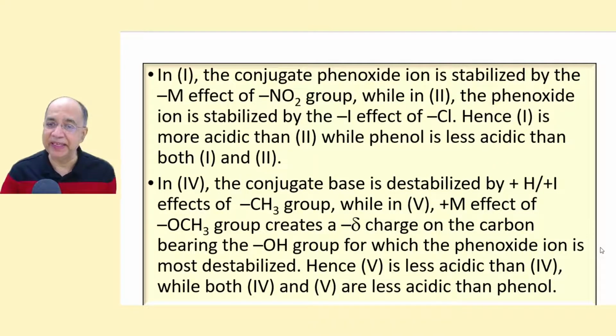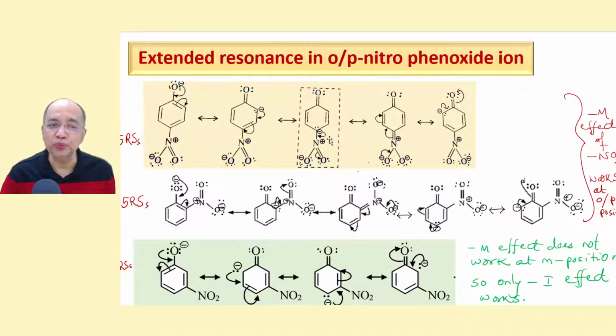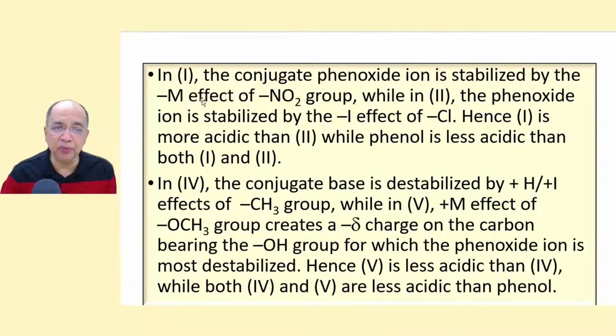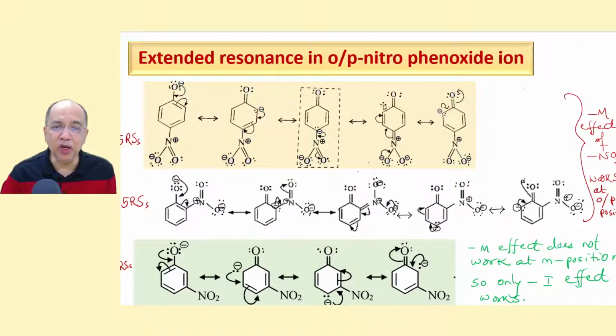I am just showing you what I have told, this I have already explained: the para-nitrophenoxide ion, the conjugate base of para-nitrophenol, has one additional RS, resonance structure. Because nitro enters into an extended conjugation, this negative charge will not only be delocalized into the ring, but also into the nitro group if nitro remains at ortho or para. Ortho or para. Now this is para.